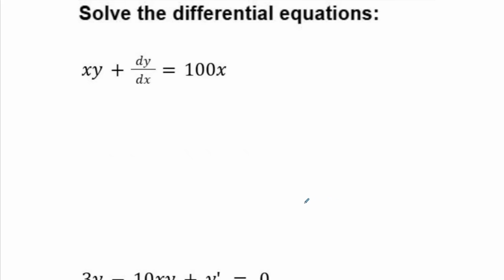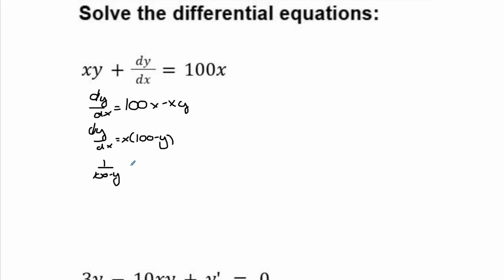So 2 more examples. We have to solve the differential equation xy plus dy dx equals 100x. So we can say that dy dx is going to equal 100x minus xy. We can then factor out an x and say dy dx is going to equal x times 100 minus y. Then we can say 1 over 100 minus y dy is equal to x dx. Integrate both sides, and we're going to get negative ln of 100 minus y equals 1/2 x squared plus c.